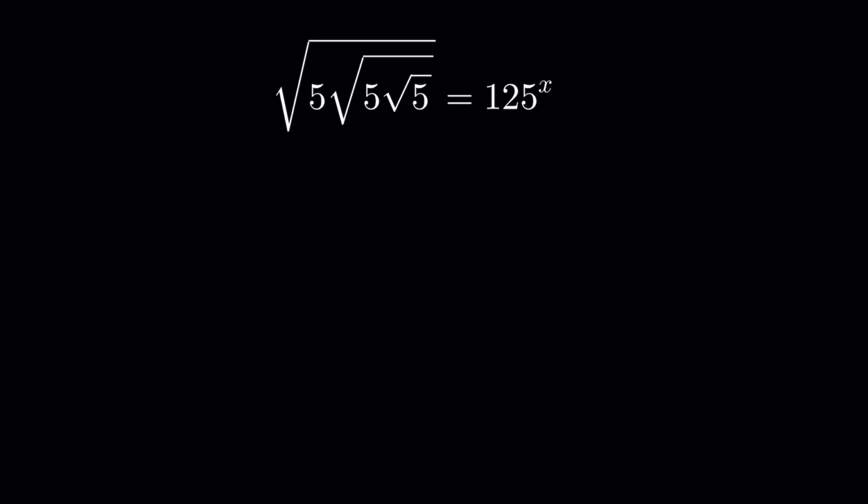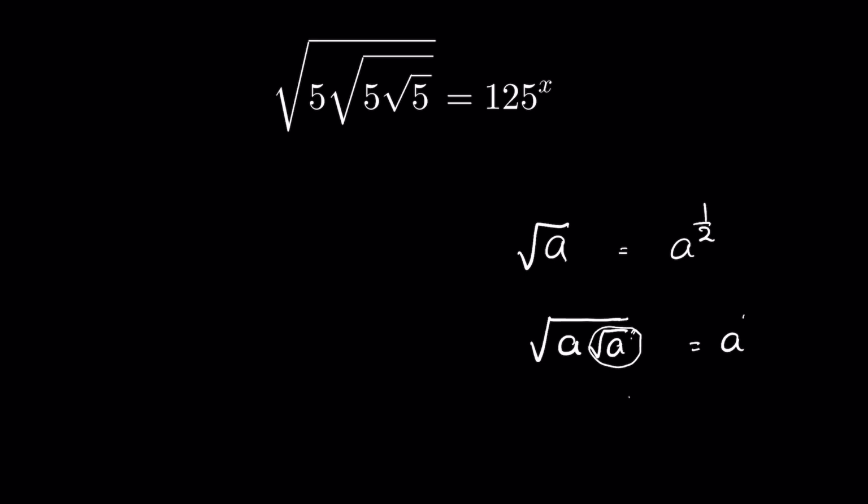When a is under square root, it means it is raised to the power of 1 upon 2. When under square root a is multiplied to square root of a, this a is under 2 square roots. So this is kind of nesting together. A is under square root, so a is raised to the power of 1 upon 2, then times a is raised to the power of 1 upon 2 for this square root, and then for this square root again raised to the power of 1 upon 2. So this is how we solve it.